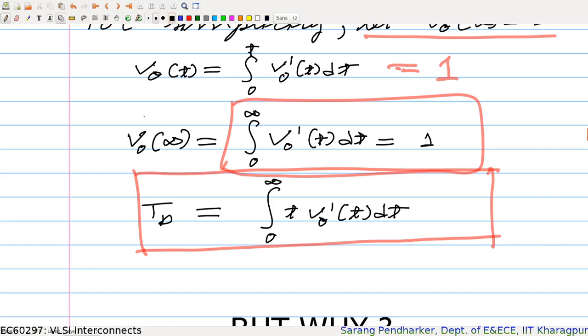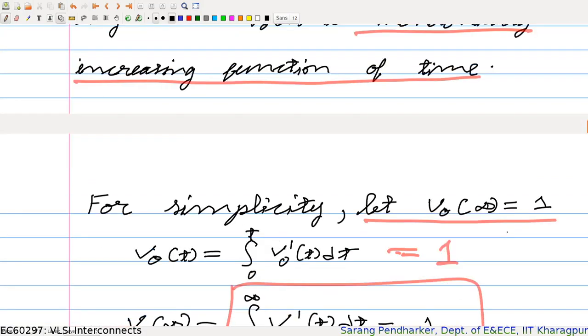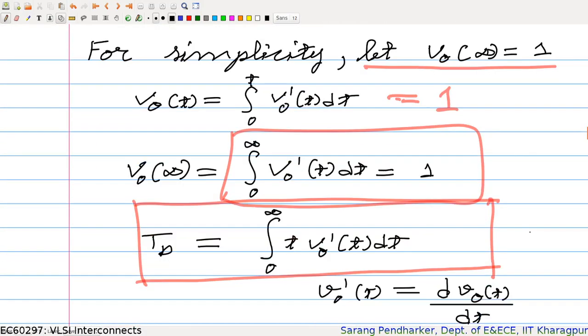my V out prime, let me write it, is equal to dV out by dt, right? So you should go through these definitions and make your own notes with this.